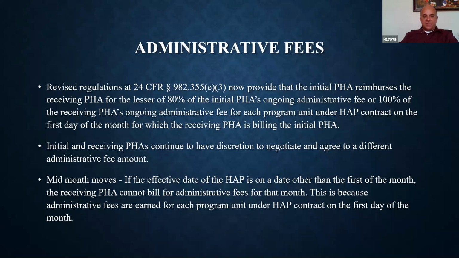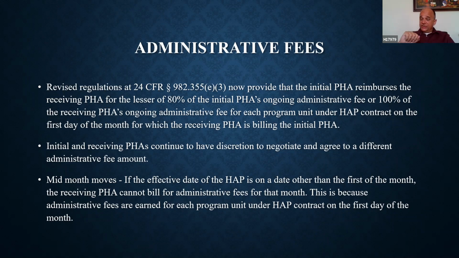Want to talk a little bit about administrative fees. HUD has some revised regulations that now provide that the initial PHA reimburses the receiving PHA the lesser of 80% of the initial PHA's ongoing administrative fee, or 100% of the receiving PHA's ongoing administrative fee for each program unit under HAP contract on the first day of the month, for which the receiving PHA is billing the initial PHA. This essentially means that it's either or. Before these regulations were updated, it was simply 80% of the initial PHA's ongoing administrative fee. So whatever is the lesser will be the amount that's used.